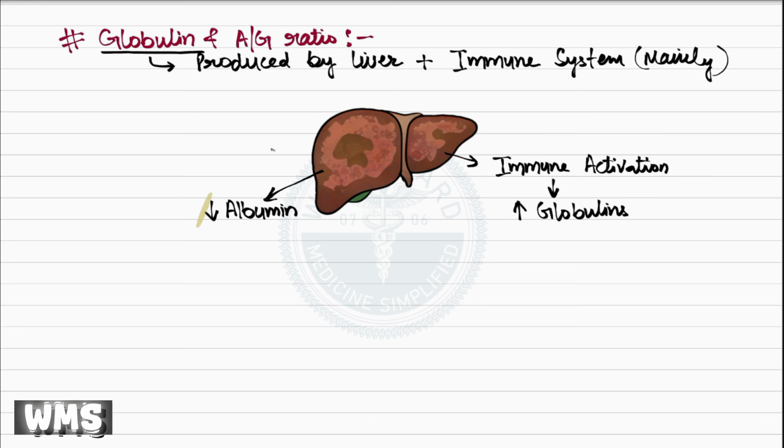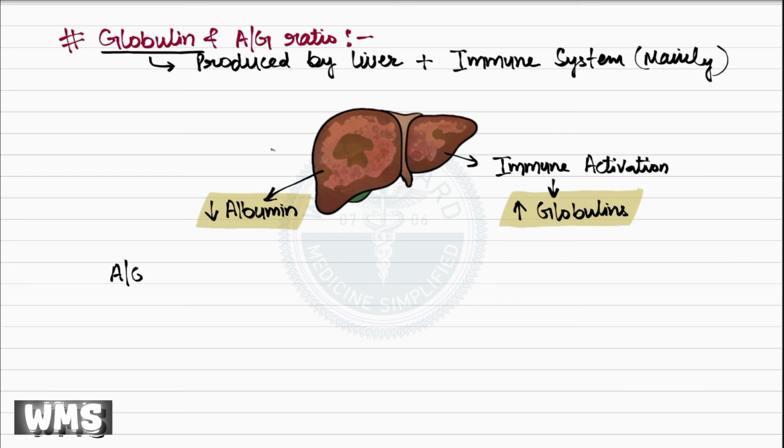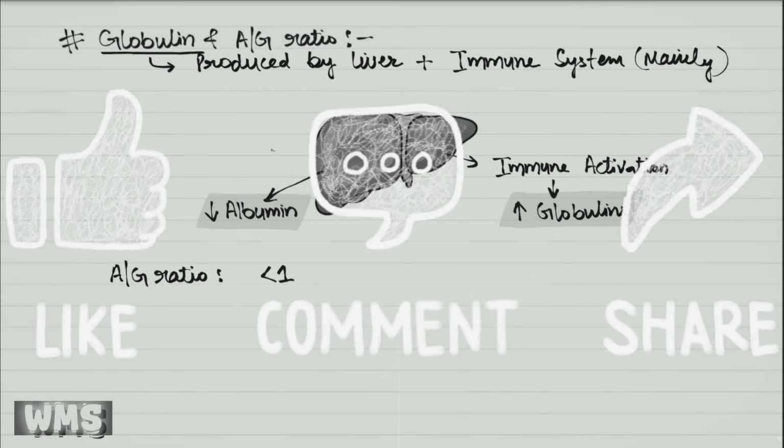Because of this opposite change, albumin decreasing and globulin increasing, the albumin to globulin ratio, which is normally more than 1, becomes reversed and falls below 1. This reversal of the albumin to globulin ratio is an important clue that suggests chronicity of liver disease, particularly in conditions like cirrhosis and chronic hepatitis, rather than acute liver injury.